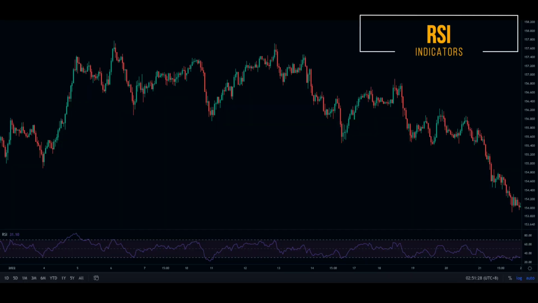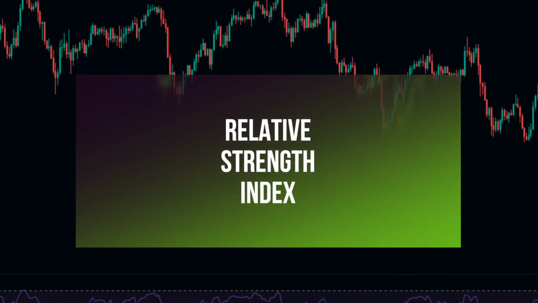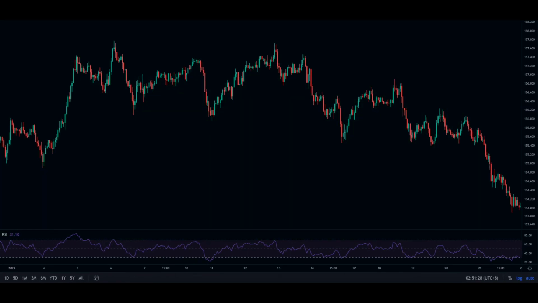RSI. The RSI is something I actually do like, but it's not necessary. It's an oscillator similar to MACD. RSI stands for Relative Strength Index. Traders believe that once the RSI reaches the top, it's considered overbought, and once it reaches the bottom, it's considered oversold. This could mean a potential reversal is waiting to happen.